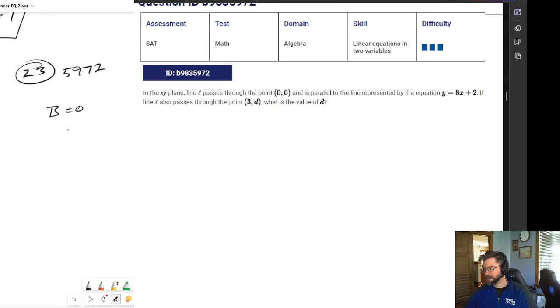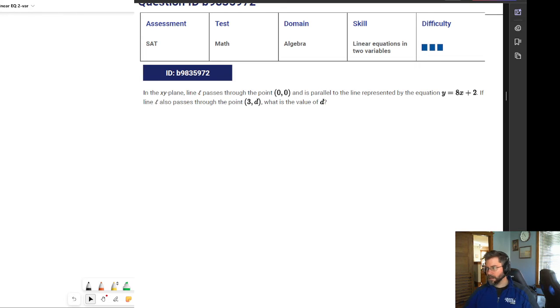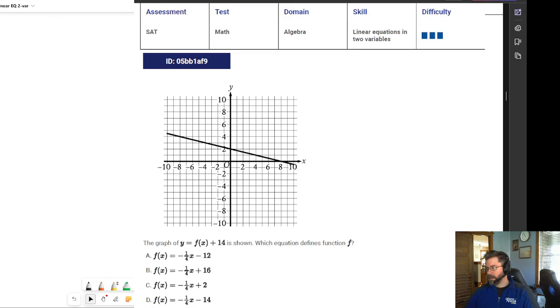It's parallel to the line 8x plus 2. So if they're parallel, they have the same what? The same slope, right? So this is going to just be y equals 8x because the y-intercept was given as 0. So if it passes through 3, d, we just plug in 3 for x, and of course we get 24, the value of d. Parallel lines have the same slope.